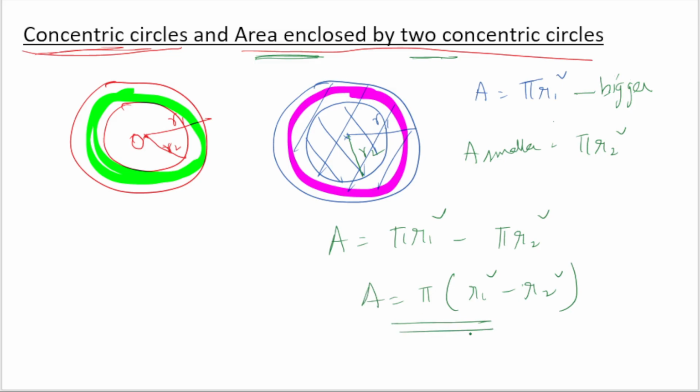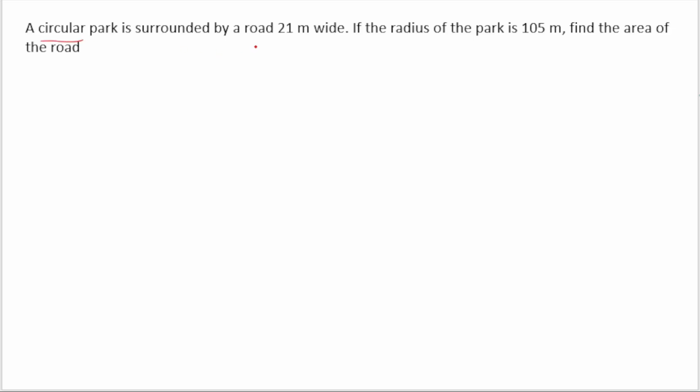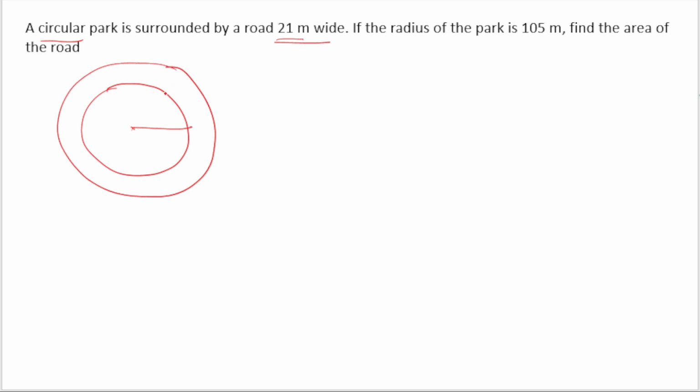Now we will solve a few problems. First one: a circular park is surrounded by a road 21 meters wide. This is a circular park, and this is the radius. It is surrounded by a road that is 21 meters wide. The width of this one is 21 meters. If the radius of the park is 105 meters, find the area of the road.